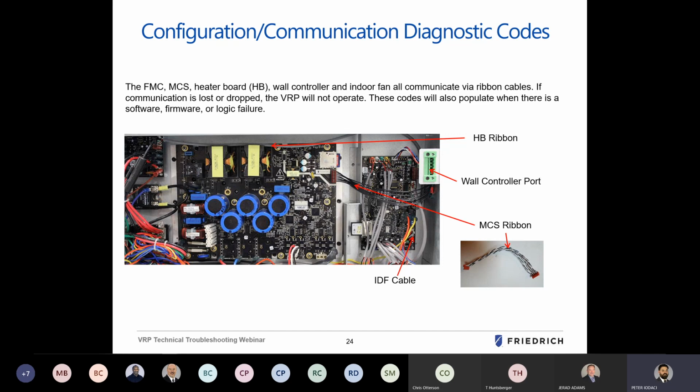Let's start on the bottom for the indoor fan cable. You can see here it connects to the FMC at about 4 o'clock. There's a ribbon cable that connects the MCS board and the FMC board at roughly 3 o'clock on each of those boards. Obviously, we have the wall controller port that plugs into the green Molex connector in front of the unit. And then we have the heater board ribbon cable, which plugs into about 3 o'clock on the FMC board, and it goes all the way across and over the MCS board to the heater board all the way on the left.